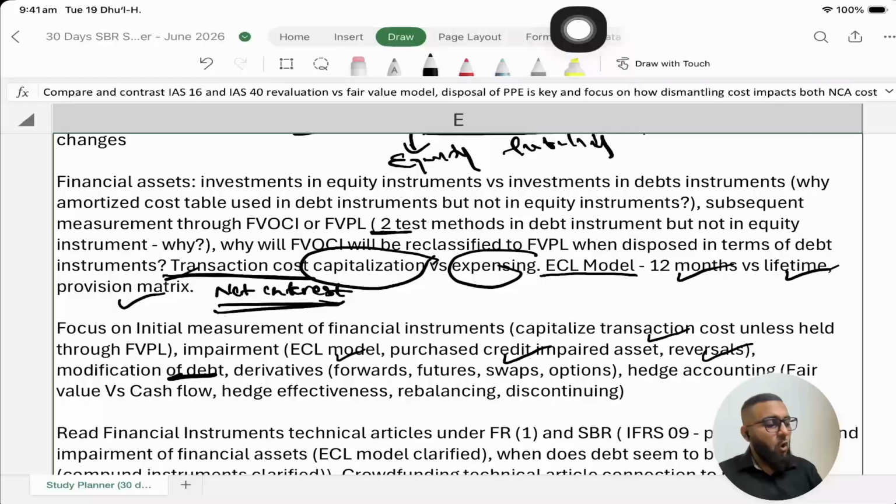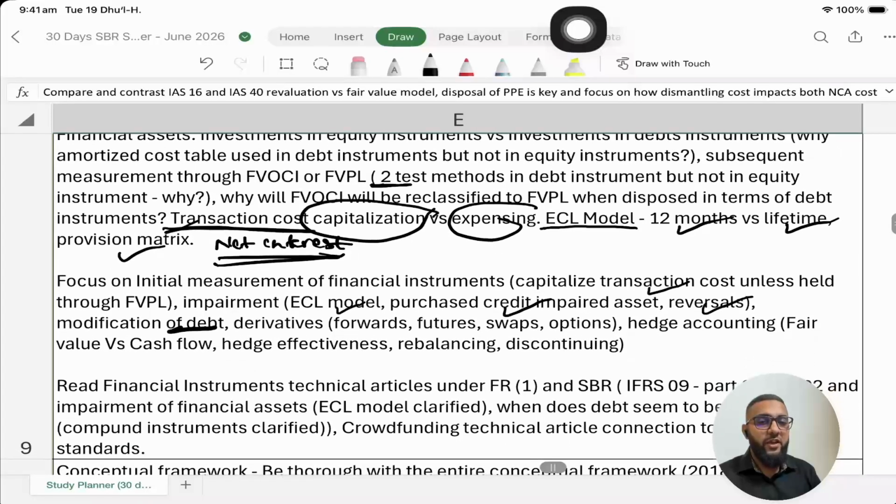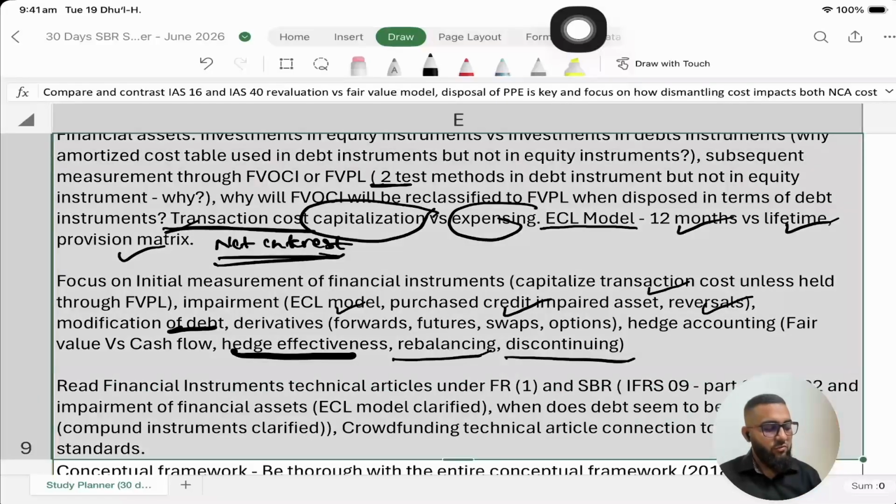Then derivatives such as forwards, futures, swaps, and options. All right. So how derivatives work, and then hedge accounting, fair value versus cash flow hedge, how the hedge effectiveness component comes in, what is rebalancing, what is discontinuing. Okay, so you will have to spend a good day to understand all these peculiar elements of financial instruments. And there are some technical articles that I have highlighted here. Just make sure that you read those as well.